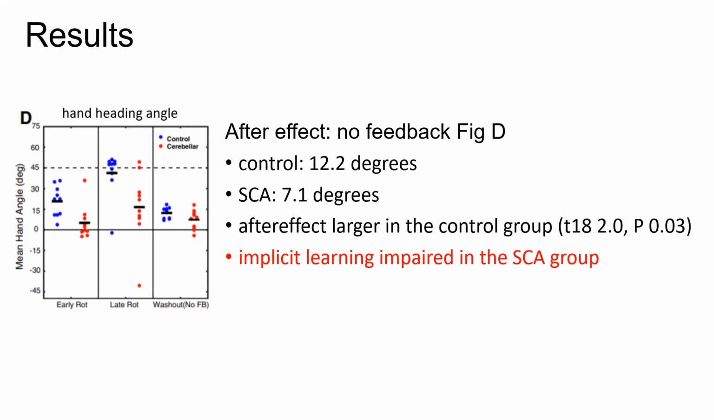Focusing now on the last washout block, we see that an after effect was present for both groups. However, this effect was greater for the control group, meaning that implicitly speaking, the control group had more learning that took place over the rotation block that they had to unlearn during the washout block.